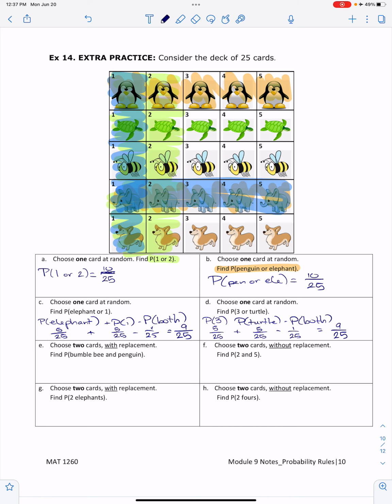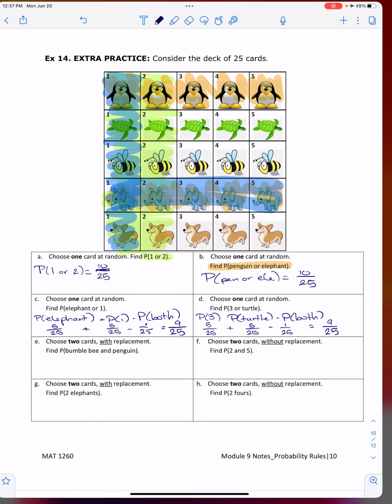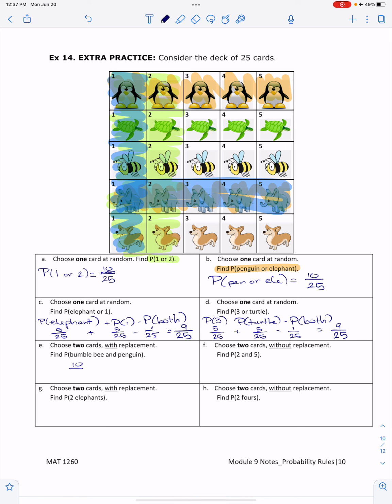E, we're choosing 2 cards with replacement. We want a bumblebee and a penguin. So the probability I can get a bumblebee or a penguin on the first draw is 10 out of 25. I have replaced that card, so I have all 5 bumblebees and all 5 penguins back in the deck. So the probability I draw a bumblebee or a penguin on the second one is 10 out of 25 as well. When we multiply, we get 100 over 625.